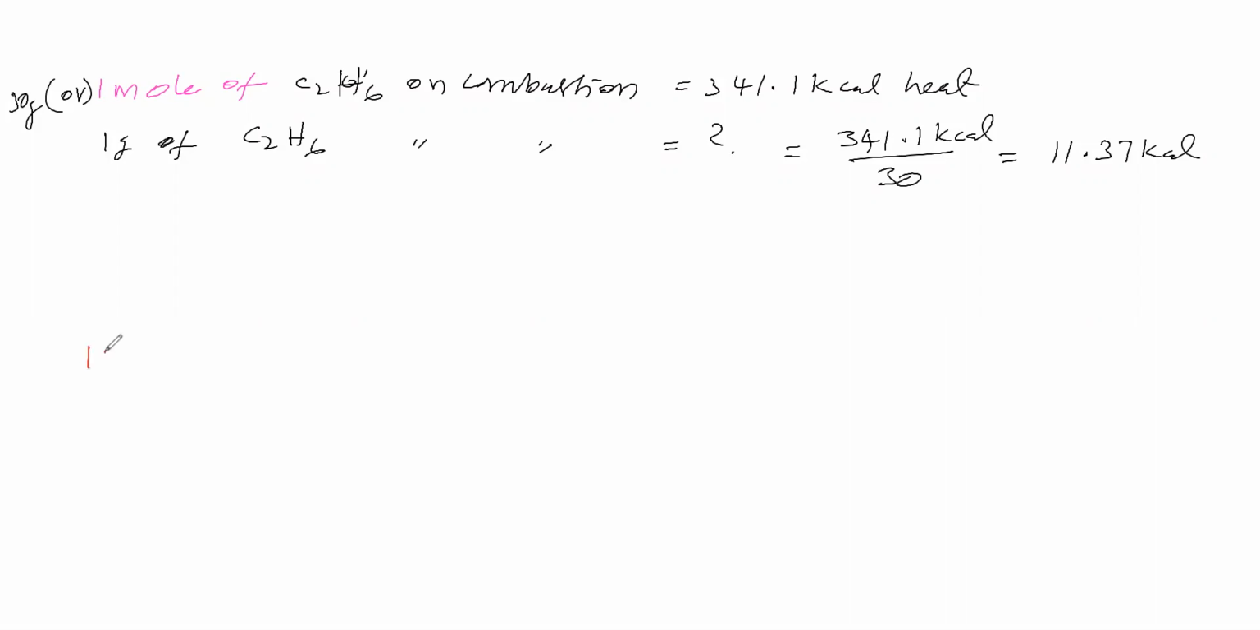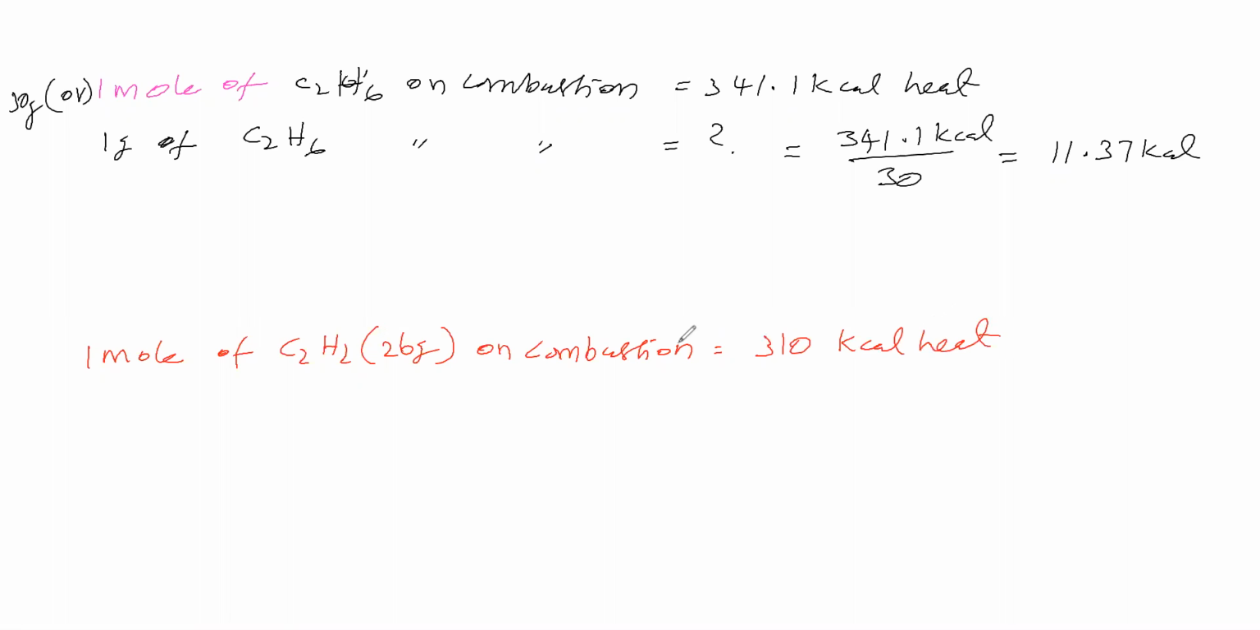So 1 mole of acetylene. 1 mole of acetylene means what is the mass? Carbon 24, hydrogen 2, therefore 26 gram. So 1 mole of acetylene on combustion liberates how much amount of heat? In the sense 310 kilocalories of heat.